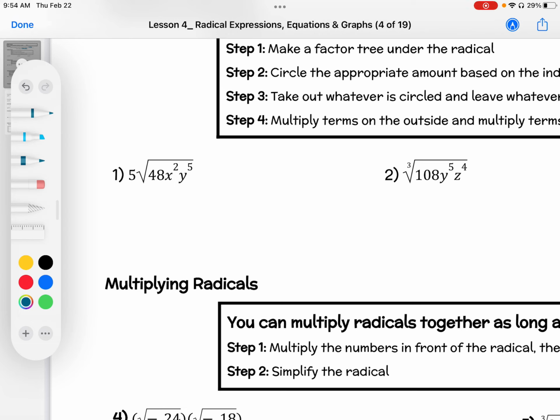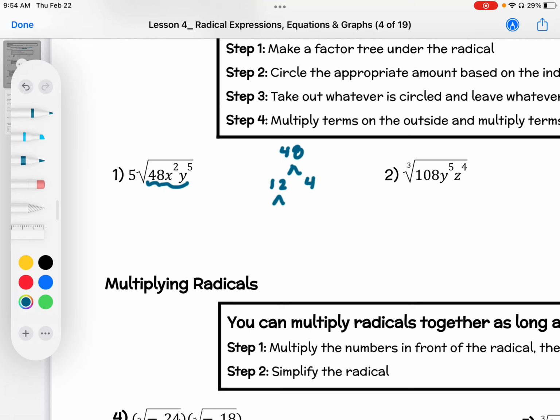So when we're looking at number 1, we have 48 under the square root. We're only ever concerned about simplifying what's under the square root. Anything outside of it, we're just going to leave until the end. So I'm going to write 48 and start breaking it down, thinking about what I can divide 48 by. There are a bunch of different options. We can do 12 and 4.